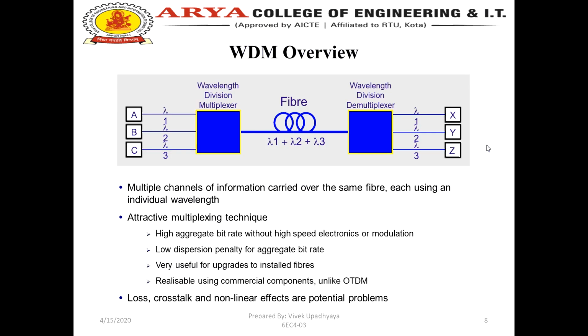Now the WDM overview, another example. Suppose there are three ports A, B and C that want to communicate with X, Y and Z. Here the wavelengths are lambda 1, lambda 2 and lambda 3. Here we apply the wavelength division multiplexer. So in the fiber we get lambda 1 plus lambda 2 plus lambda 3. At the end, through the wavelength division demultiplexer, we get lambda 1 at X, lambda 2 at Y, and lambda 3 at Z. The multiple channels of information are carried over the same fiber, each using an individual wavelength.